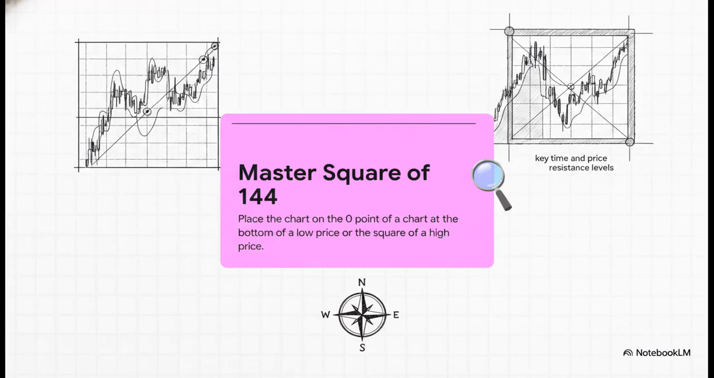You would physically take this transparent calculator and place its 0 point right on your chart, lining it up with a major low point. Or you could do something he called squaring a high, which basically meant creating a box of time and price based on that peak. And from there, the grid on the calculator would, in theory, reveal the likely future levels of support and resistance.